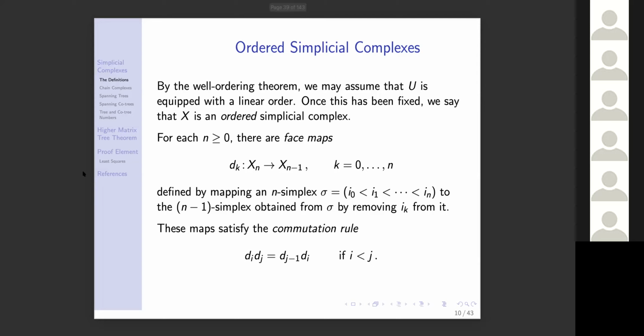These maps satisfy the commutation rule that di composed with dj is dj minus 1 composed with di if i is less than j. Roughly speaking, when you take di dj, you're removing 2 elements from your set of n plus 1 elements. And if you remove one of them first, then the one remaining changes its index in the ordering.